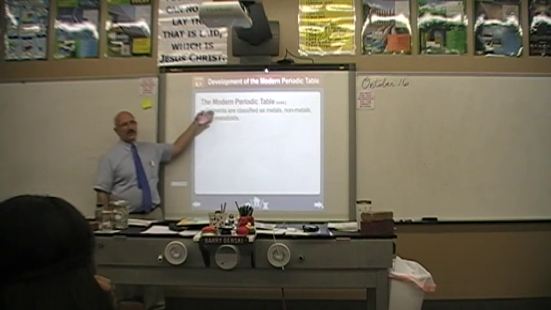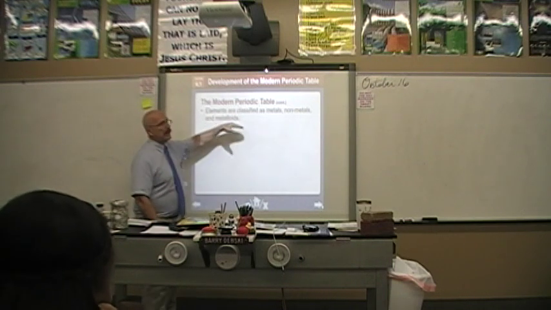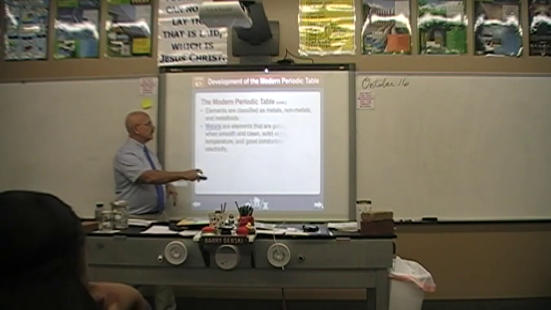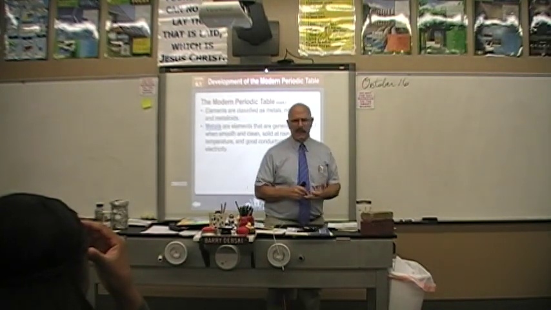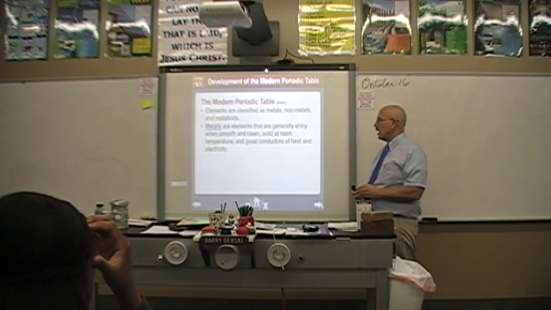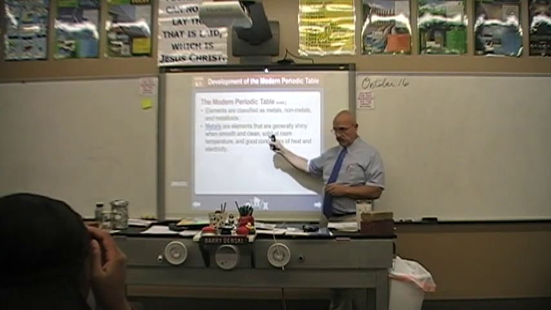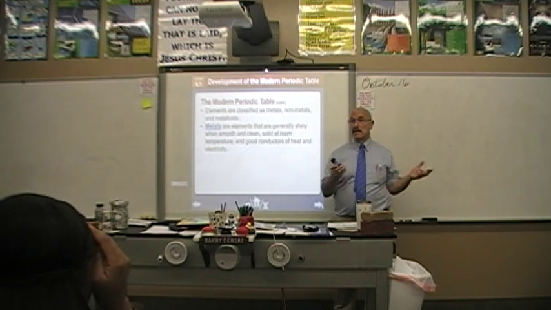Okay, now 3 classifications of elements: metals, nonmetals, and the in-between group, metalloids. Okay, let's define these very briefly. Metals are elements that are generally shiny, bendable, conduct electricity pretty well, usually hard but not always. Solids for the most part, with one exception. What's the exception to the metal that's not a solid?